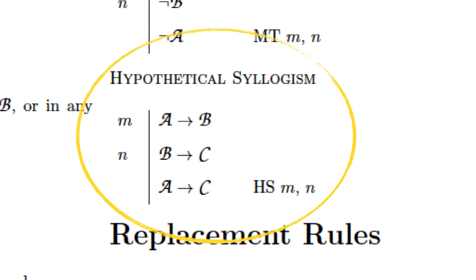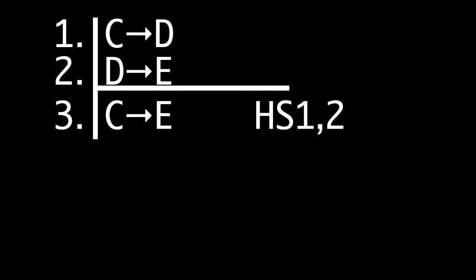If you were doing the proof yourself, though, you might have noticed this rule on the back of the reference sheet. There's this hypothetical syllogism rule, HS, that does just what we needed to do in the previous proof. With the hypothetical syllogism rule, you could have done the proof in one step. You write down the two premises, C arrow D and D arrow E. You get C arrow E by hypothetical syllogism, 1 and 2.